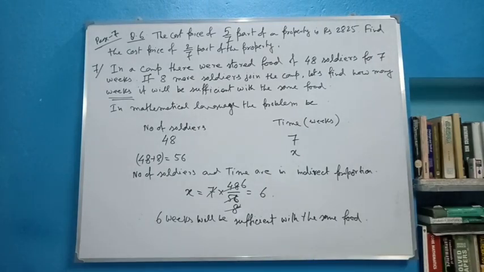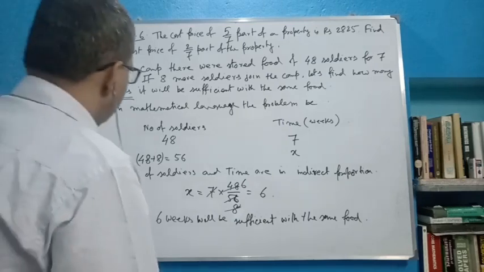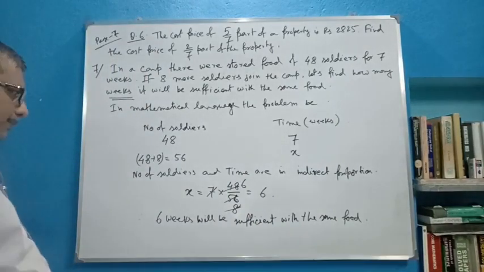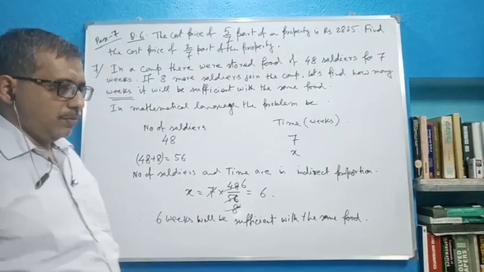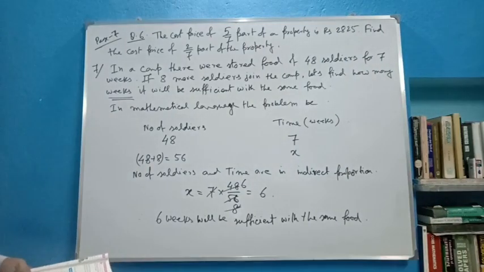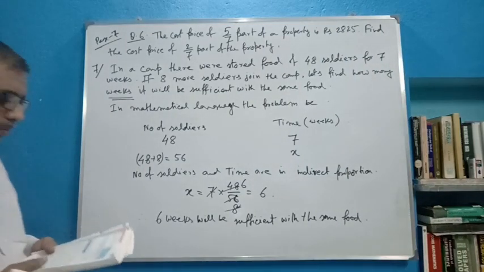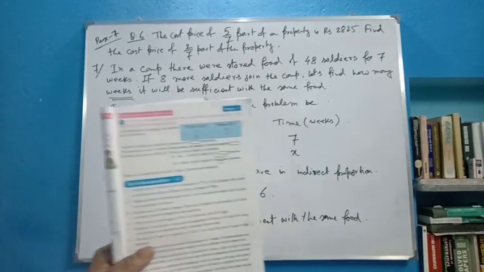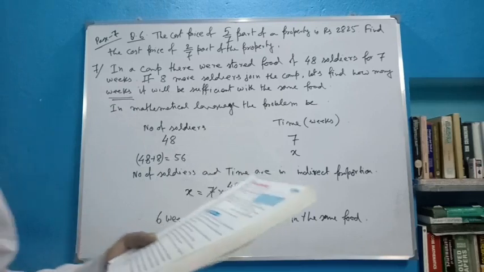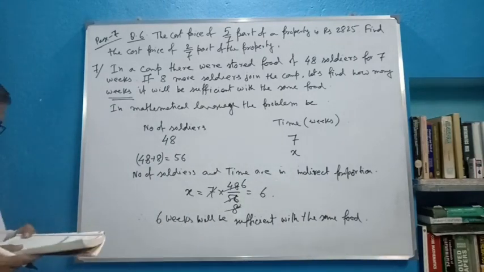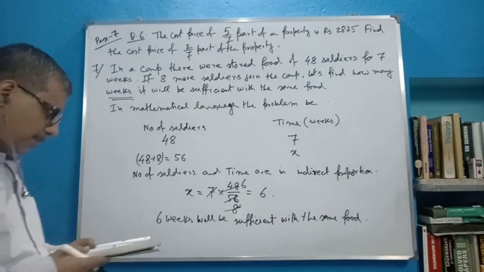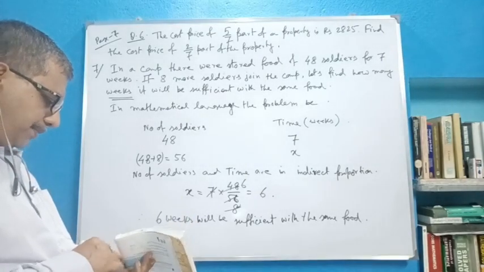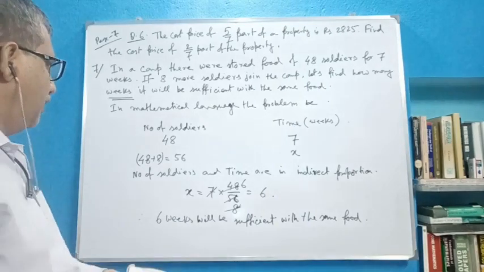You may use the unitary method also, no problem at all. This problem can be written in the unitary method also. You can solve it. Ratio and proportion is in the next chapter, not in this chapter, but in your book, a few problems are done in this way. Direct proportion or indirect proportion is in the second chapter, ratio and proportion. But the problem is very easy.